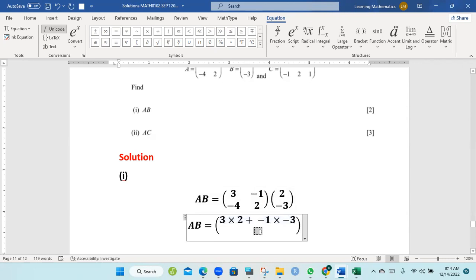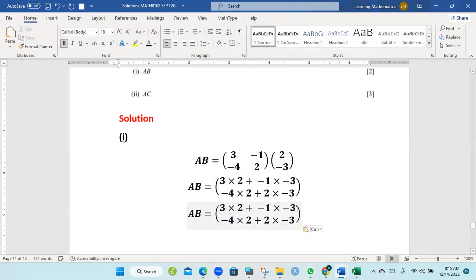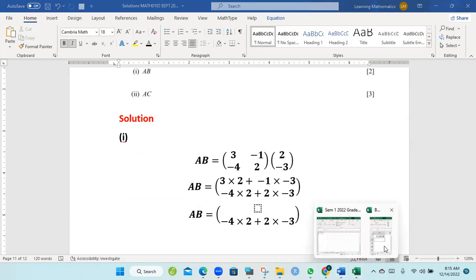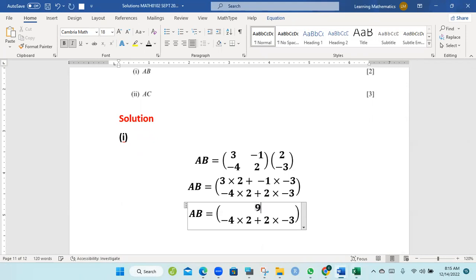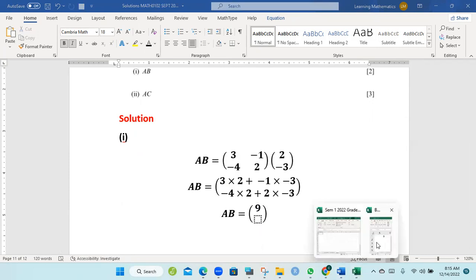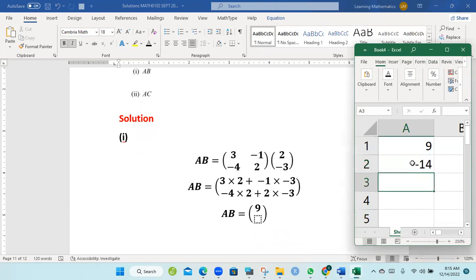To get the second number here, we have to repeat with the negative 4 and the 2, with the 2 and the negative 3. So negative 4 times 2 plus 2 times negative 3. And then we simplify. We can use Excel to help us simplify. So that's 9. That's negative 14.